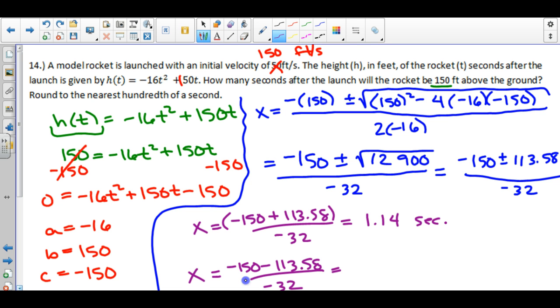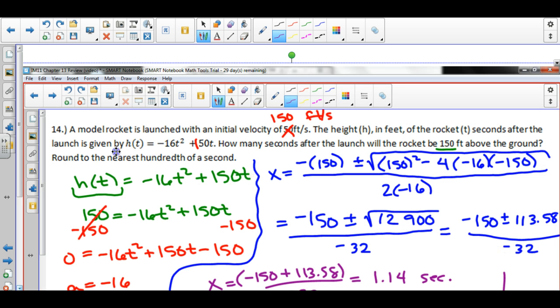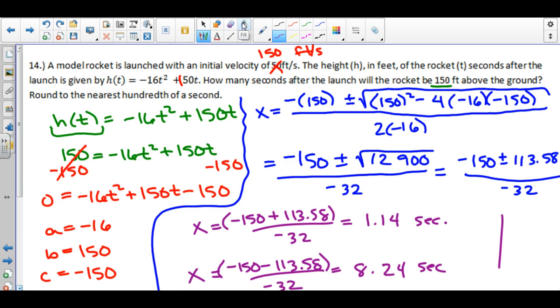And then for this one, I'm going to do negative 150, and I'm going to minus the 113.58. Hit enter because that's going to allow your calculator to do this top part, and then divide it by negative 32, and you should get 8.24 seconds. So again, you have these two answers where the rocket is actually going to go up and hit the 150 feet at some point, and then it's going to hit its maximum, and then when it comes back down at 8.24 seconds, it'll hit the 150 feet again.